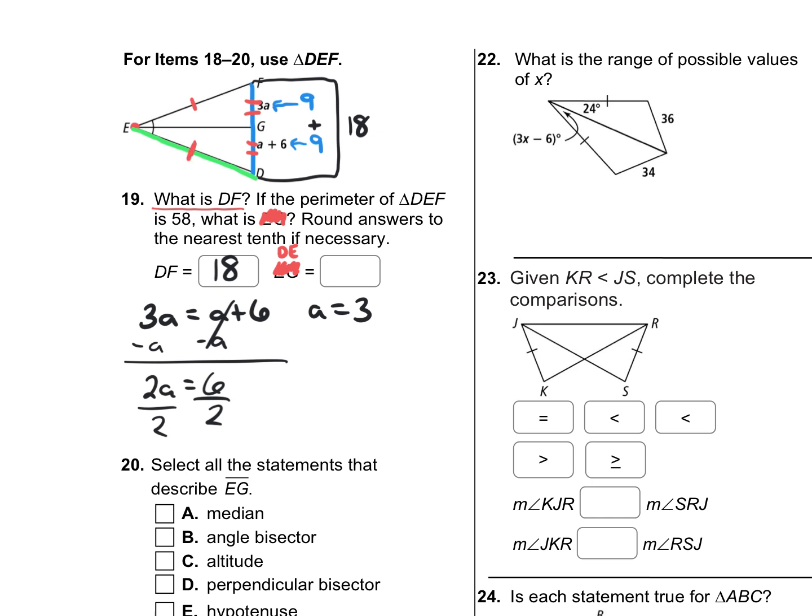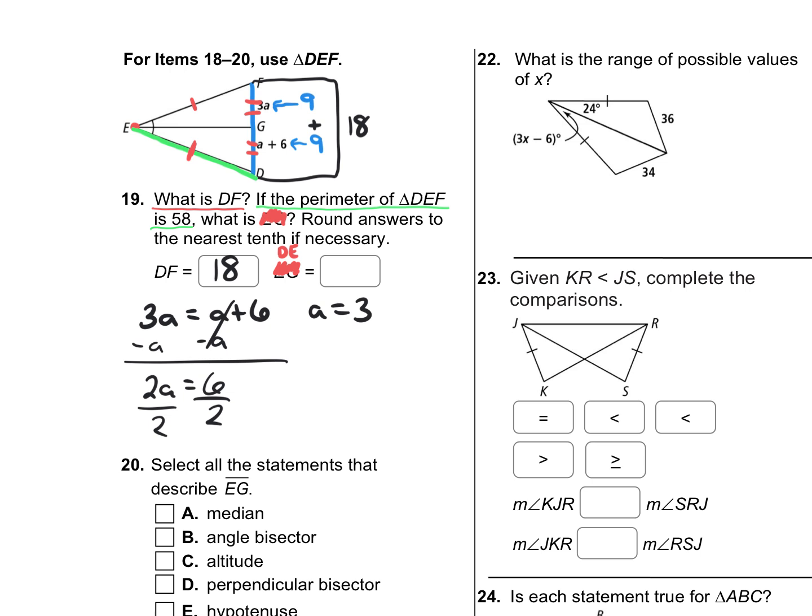What information helps us? They're congruent. What else? It tells us that the perimeter of our big triangle is 58. So what does perimeter mean? All the way around. Yep, it's all the sides added together.